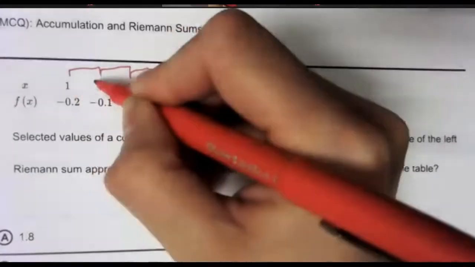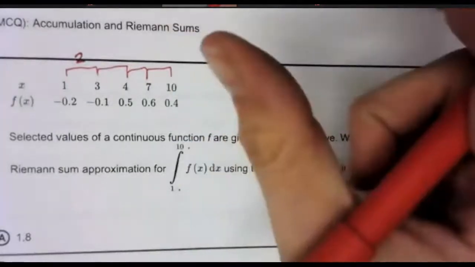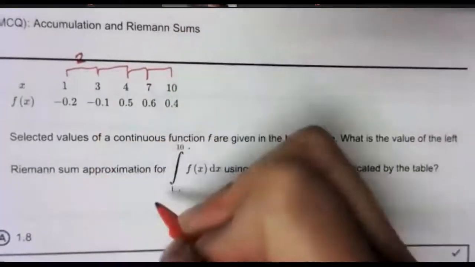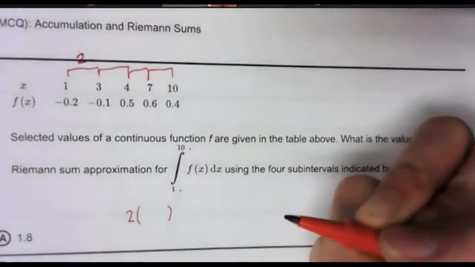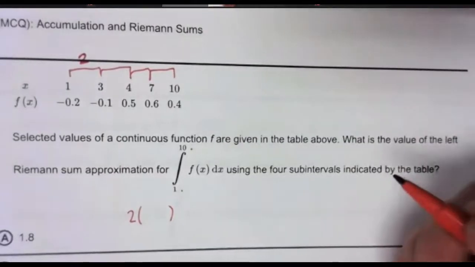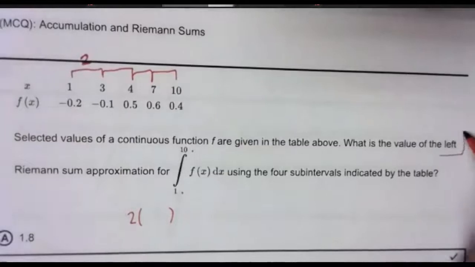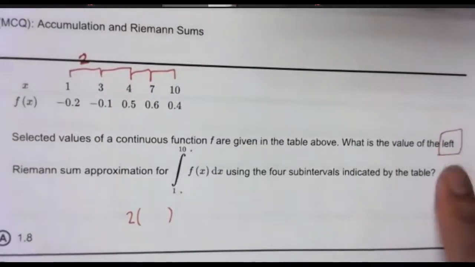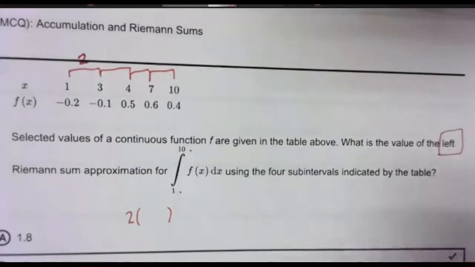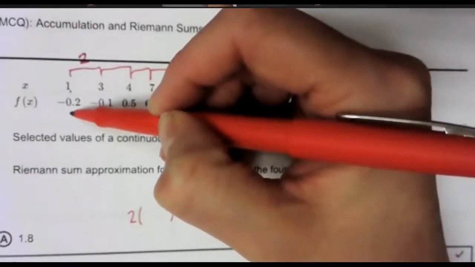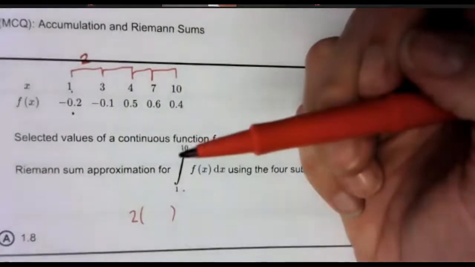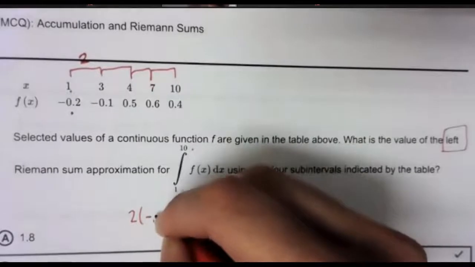So the distance from 1 to 3 is 2. So that 2 is going to represent the width of the first rectangle. So it's going to be 2 times the height, and the height is going to come from whichever side of the rectangle it picked. In this case, it picked left. So if this is my rectangle, the left is at 1. So the height at 1 is negative 0.2.